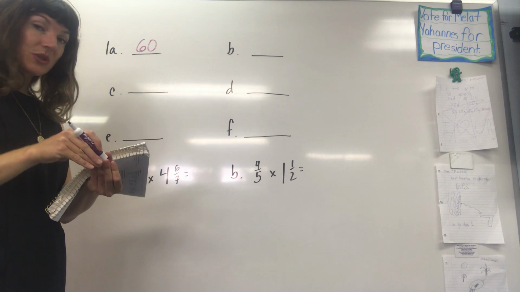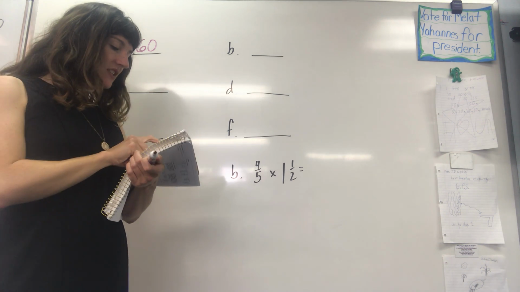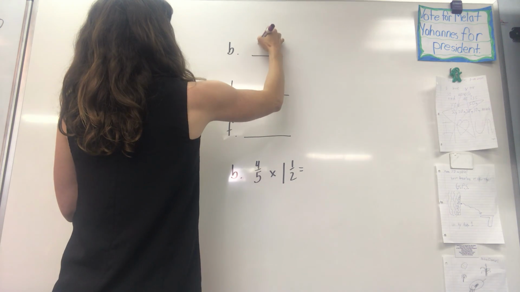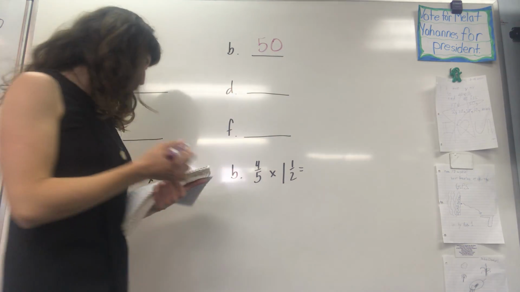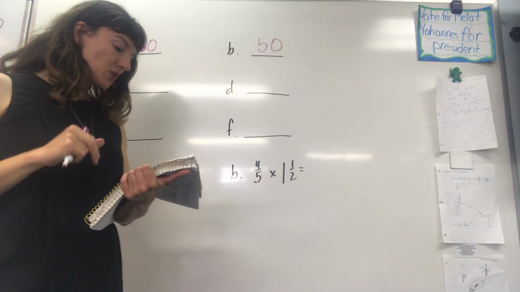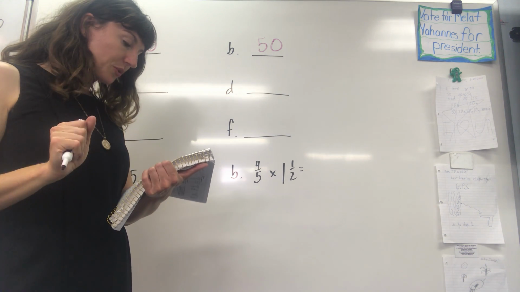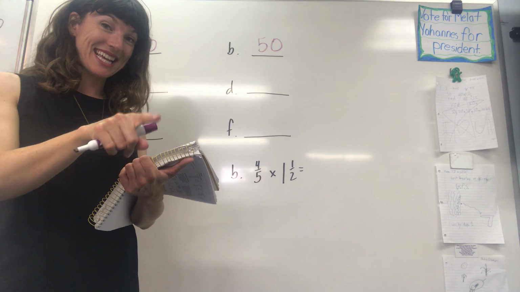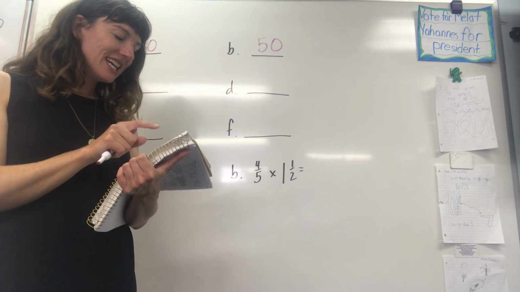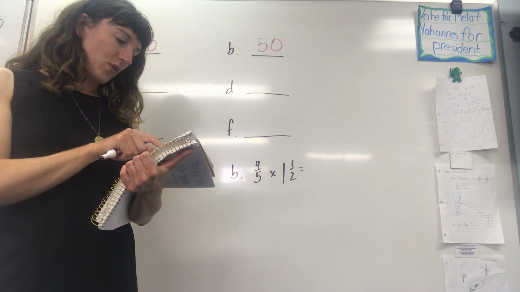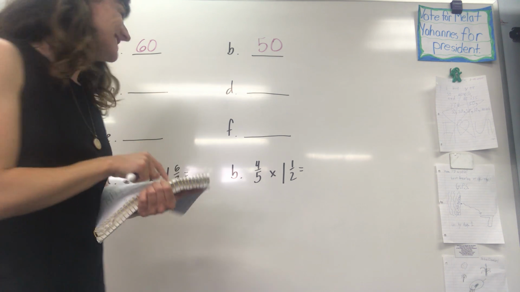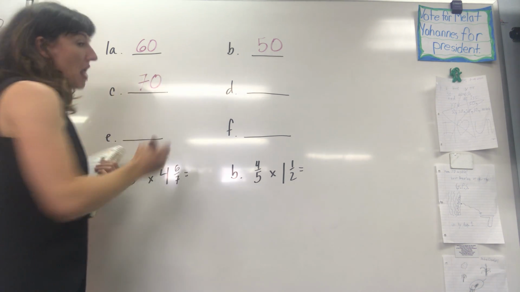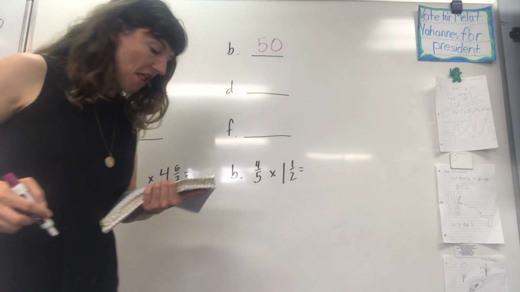B, how many frogs were in the kitchen? Remember to count by tens. 10, 20, 30, 40, 50. Booyah. How many frogs were in both the throne room and the closet? Both is a clue word for addition. So let's add those two together. 10, 20, 30, 40, 50, 60, 70.